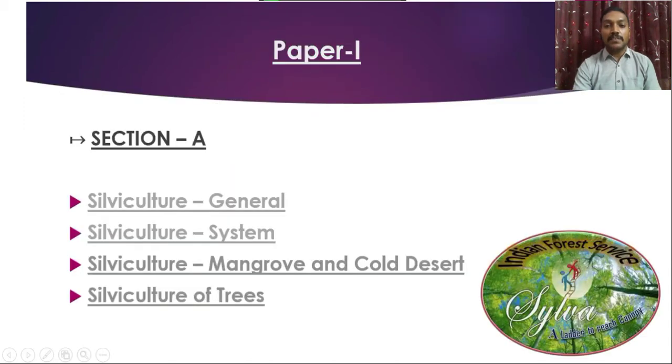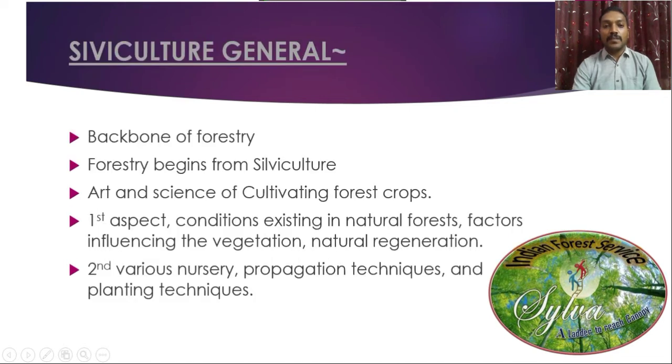Paper 1 consists of two sections, section A and B. In section A, there are four subjects which are purely related to silviculture. First one is silviculture general. Silviculture is the backbone of forestry. Agronomy is similar to agriculture; for forestry it is silviculture, and forestry begins from silviculture only. So in simple terms, silviculture is nothing but the art and science of cultivating forest crops.